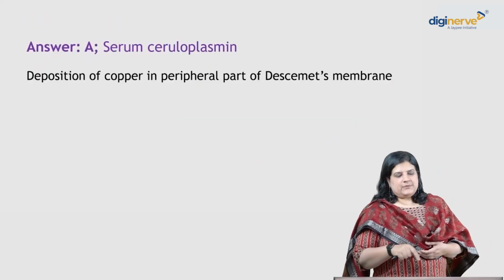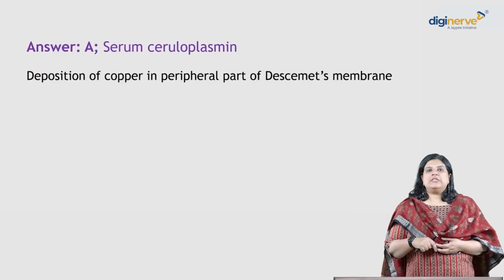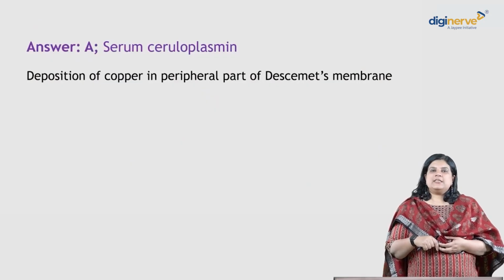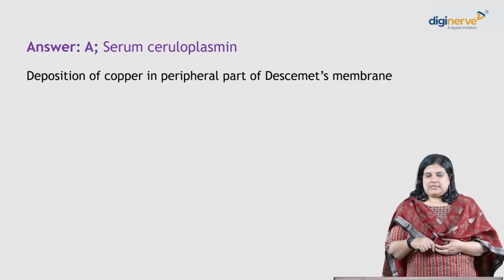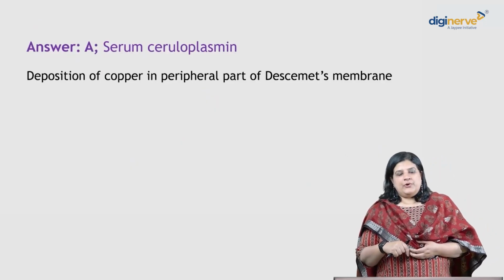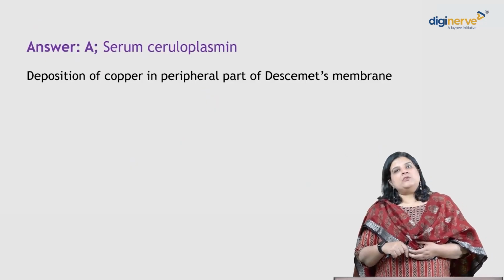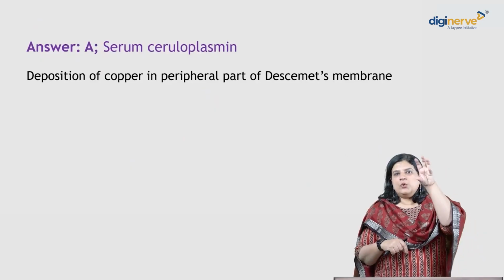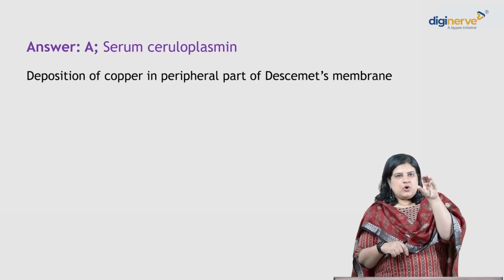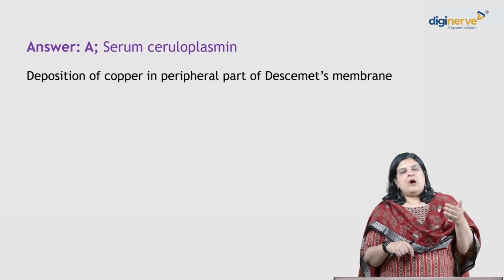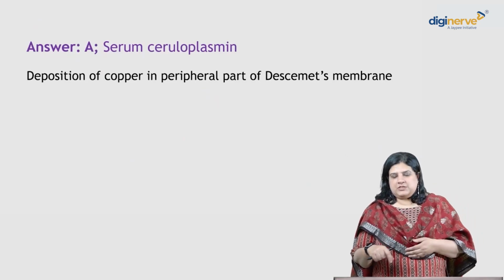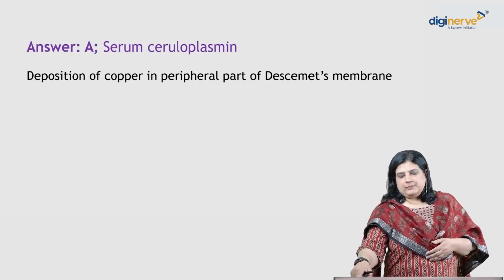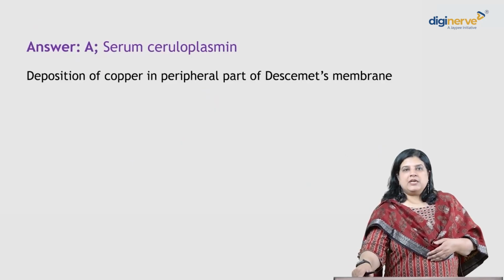So here, to rule out Wilson's disease, we will do a serum ceruloplasmin level. Low serum ceruloplasmin will point towards Wilson's. The deposition of copper is happening in the peripheral part of Descemet's membrane. So you can also do a gonioscopy, because in gonioscopy, when you put your gonioscope, you can see that there will be brown pigment deposition even in the Descemet's membrane, and you can see it there. Sometimes gonioscopy can pick it up even when it has not manifested on the cornea.